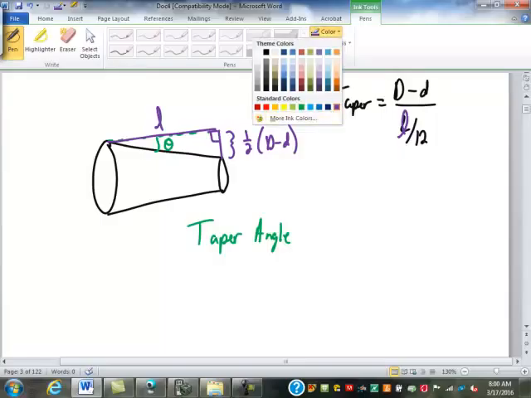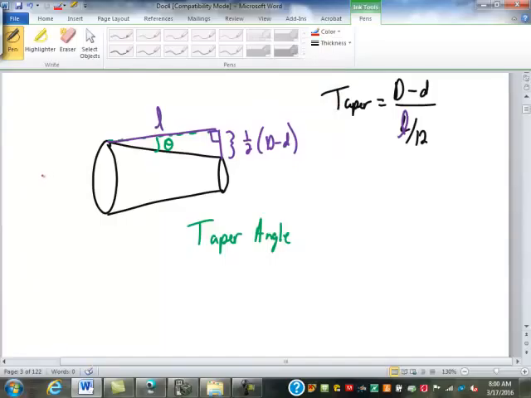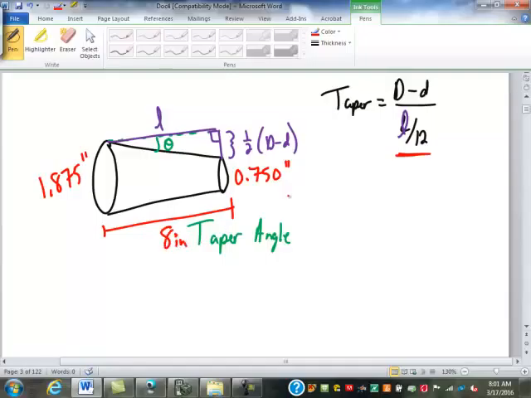Let's say we have a 1.875 inch diameter here and a 0.75 inch diameter here. Now in this case, the length must also be in inches, not in feet. For the taper, we wanted the length in feet, but for this, we want the length in inches. So let's say this happens over 8 inches. So the triangle we have right here that we're going to be pulling out of this, here's our angle. This is 8 inches. We know that much.